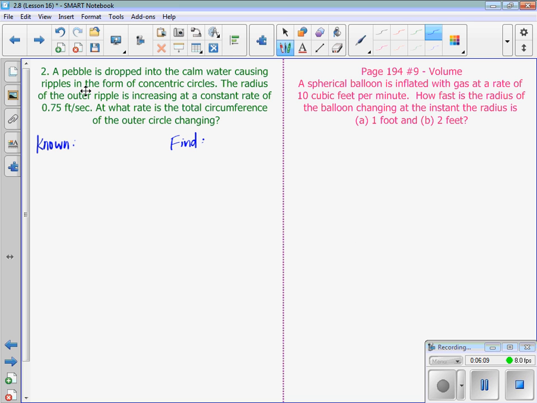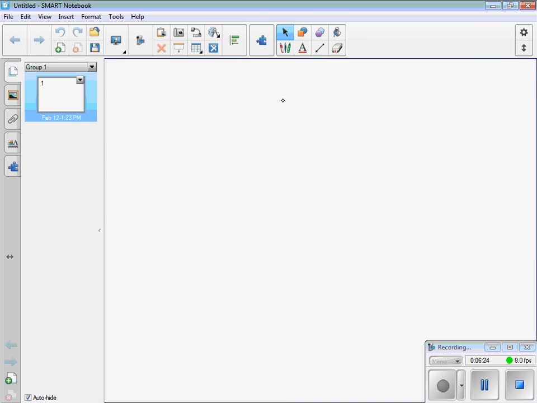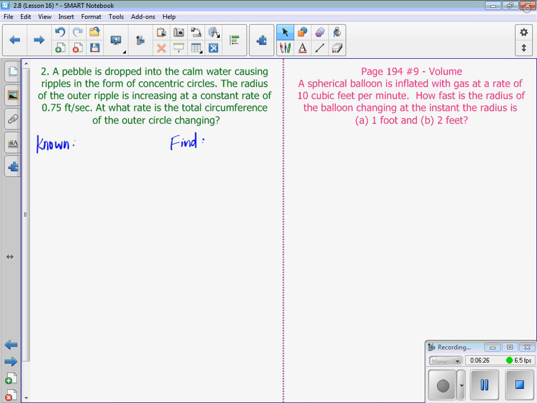So if I'm looking at number 2 here, it says, a pebble is dropped into the calm water, causing ripples in the form of concentric circles. That just means the circles have the same center. Okay, the radius of the outer ripple is increasing at a constant rate of 0.75 feet per second.